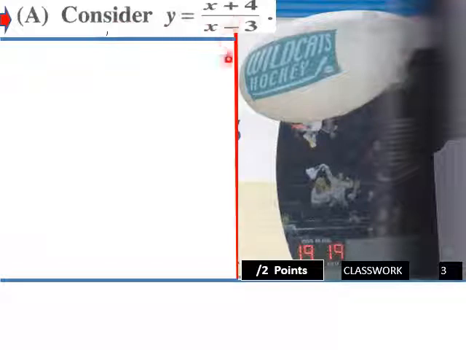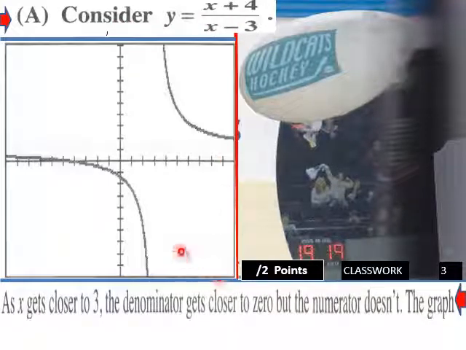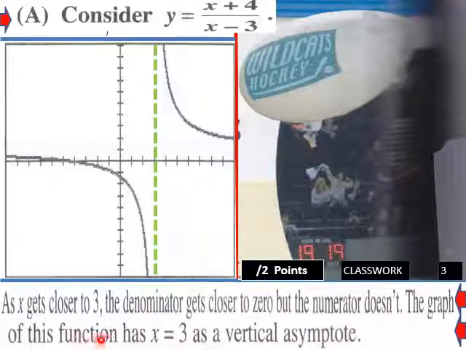Consider y equals (x plus 4) over (x minus 3). And here's a graph of that. As x gets closer to 3, which is here, 1, 2, 3, the denominator gets closer to 0, but the numerator doesn't. The numerator does not get close to 0. The graph of this function has x equals 3 as a vertical asymptote. So here is your vertical asymptote for that.